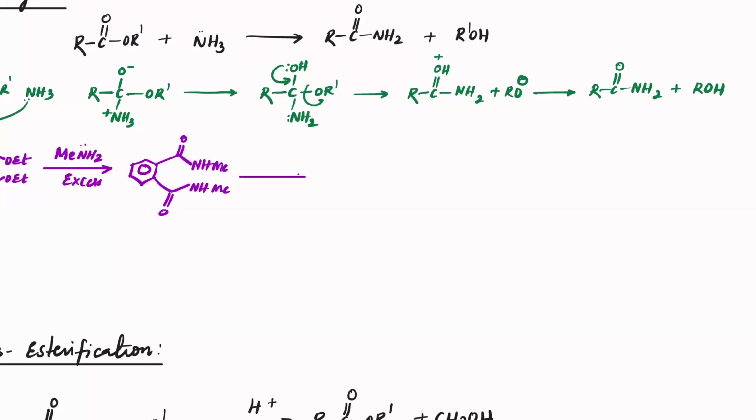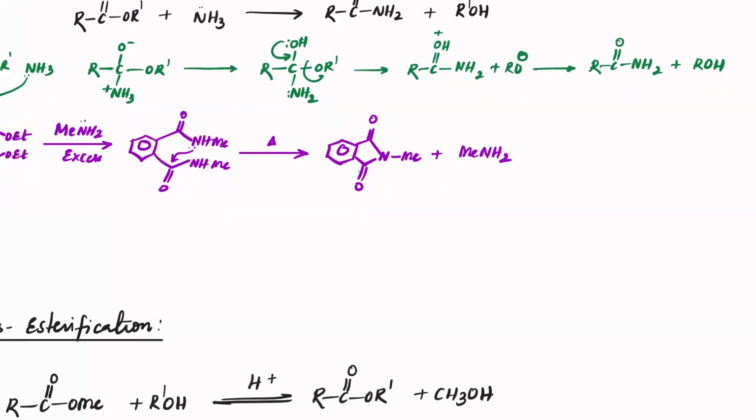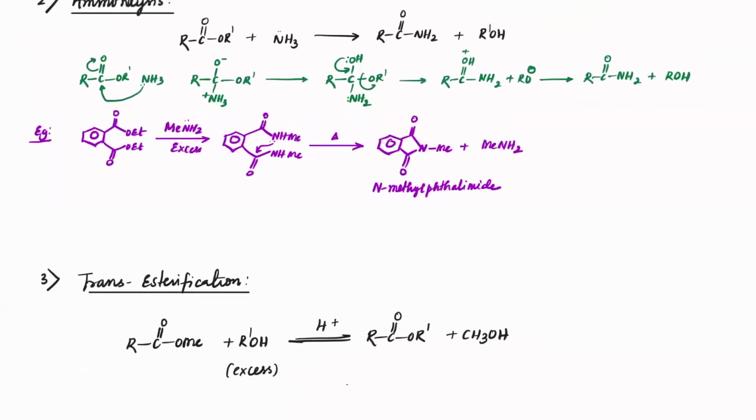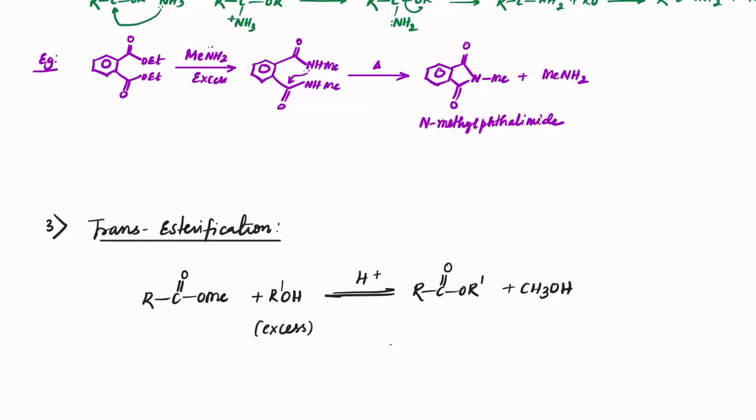And this on strong heating, correct? This amine can also attack internally and convert this into an imide form, C double bond O, C double bond O, and N Me. This is the product. So what is this one? N-methyl phthalimide. N-methyl phthalimide. Okay, this will be asked. What is N-methyl phthalimide? How is it prepared? So please do check.